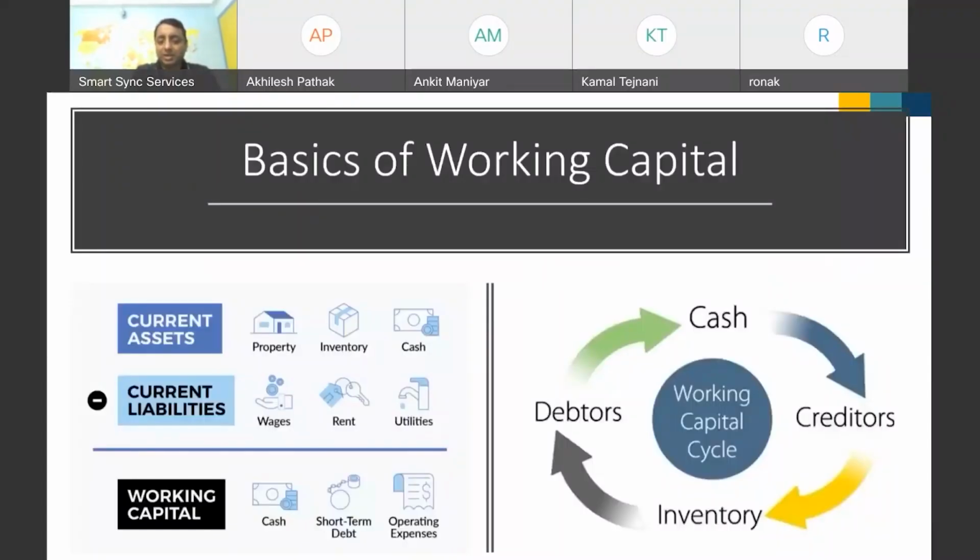We'll just quickly brush up a few basics of working capital. So what is working capital? To give you a very simple definition, it is current assets minus current liabilities. And basically, as we discussed in our previous two examples, how the cash flows from creditors, debtors, and inventory, that is your working capital cycle in short, right?